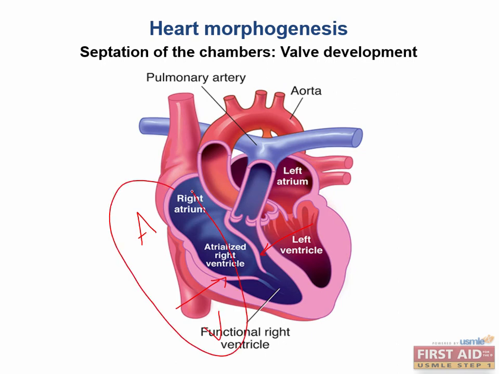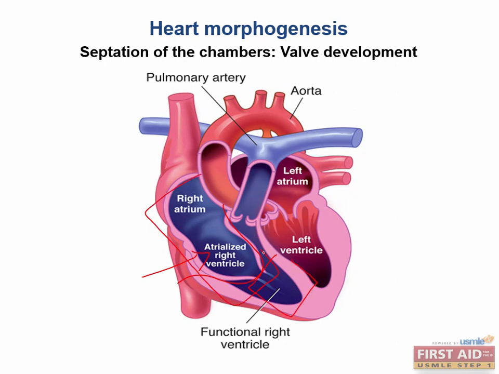So the term atrialized right ventricle is often used to describe this because it appears that the right atrium is extending all the way down into the right ventricle. The truth is that the valve leaflets just never completely separated and they got stuck. So it appears that the right ventricle is very small compared to the size of the right atrium.